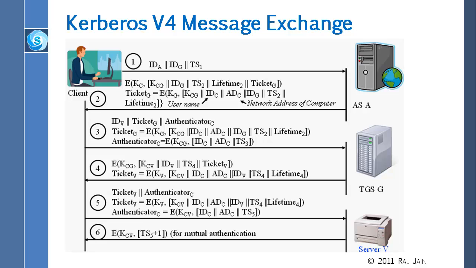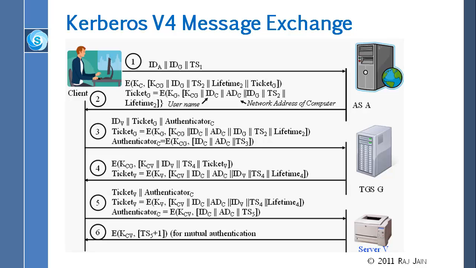Once the client decrypts it, it will find these pieces of information. It will find KCV. That is the key that can be used with the server V for the short time. And the ID of the server V, the time of this key, and the ticket that can be given to server V. Now that ticket is encrypted. It is encrypted with KV, so only server V knows this. It is server V's key.